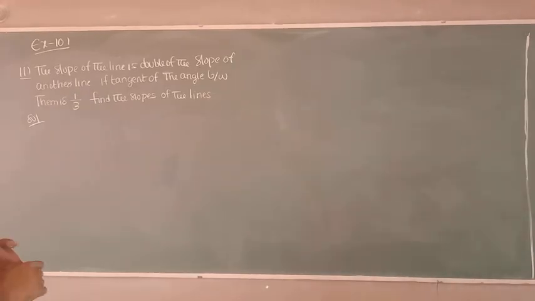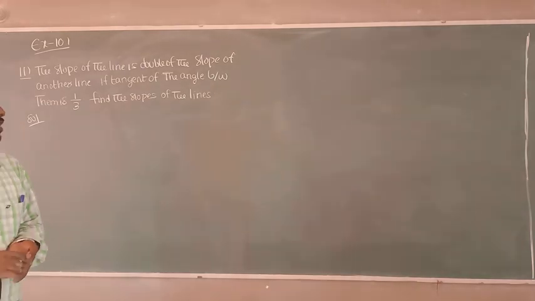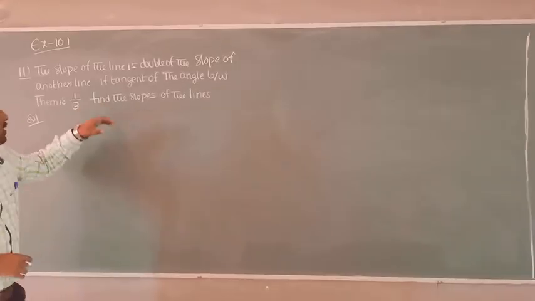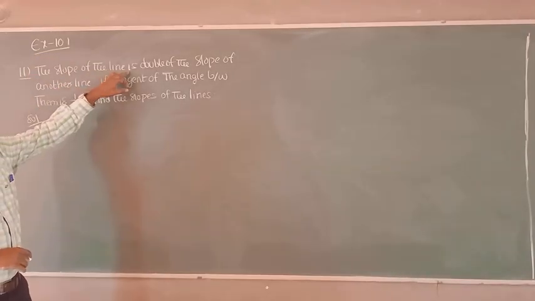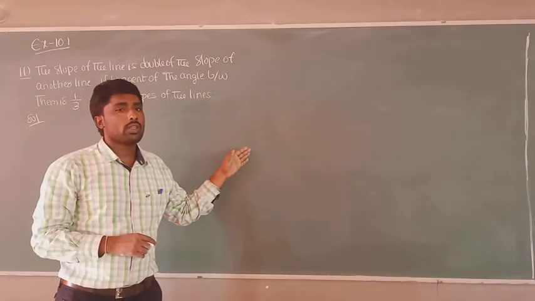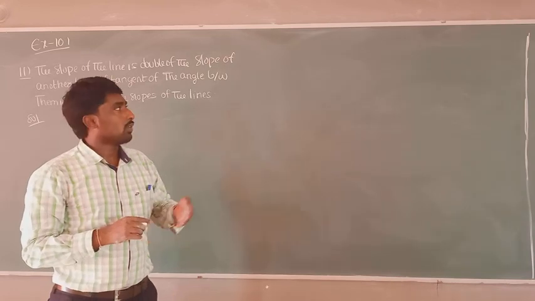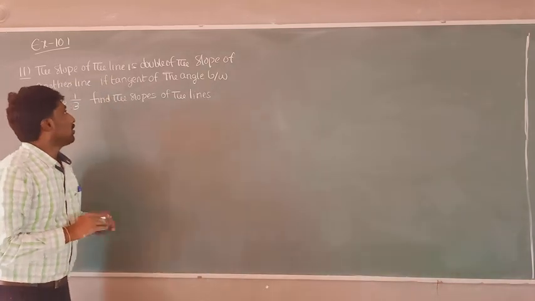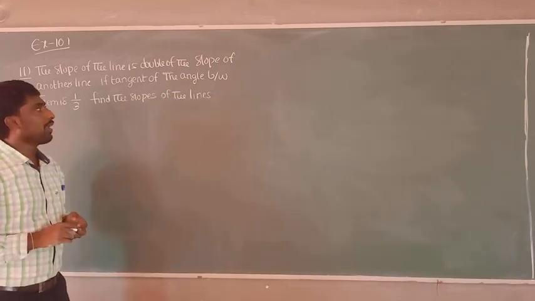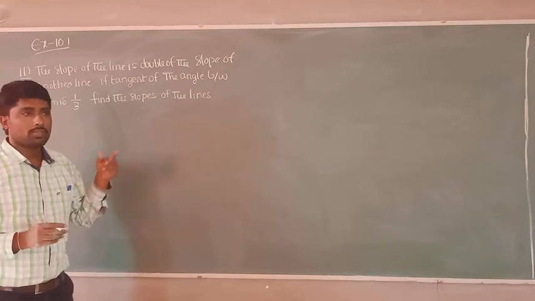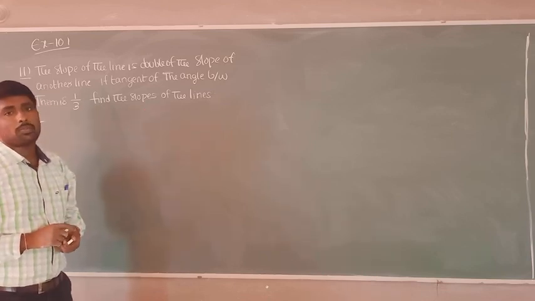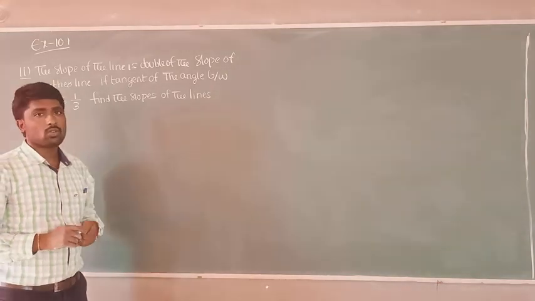Is it clear, everyone? So now all of you note this down. Okay guys, see, problem number 11. It is a very easy problem but somewhat lengthy. What they mentioned here: the slope of one line is double the slope of another line, which means m2 equals 2m1. If the tangent of the angle between them is 1 by 3, that is tan theta equals 1 by 3, then find the slopes of the lines.